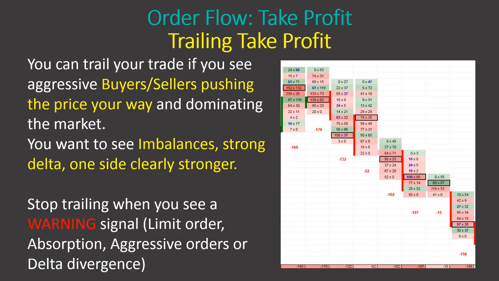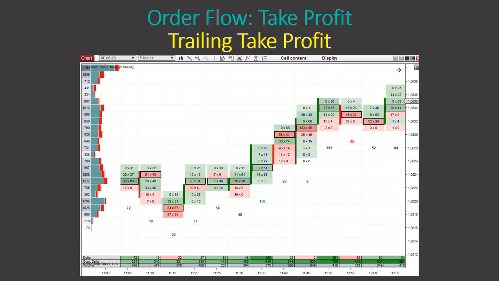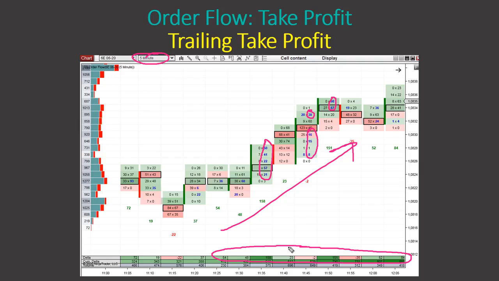All right, so let's now have a look at some examples. In this case, imagine you are long, you want to trail, and the first thing you should probably look for is buying imbalances. When you see buying imbalances, this is a sign of aggressive buyers who dominate this market right now. So those guys are pushing the price upwards. I'm looking for this on the 5-minute chart. As long as those buyers are active, as long as the delta stays mostly positive, you can trail your position. All right, this is a sign of buyers dominating the market.